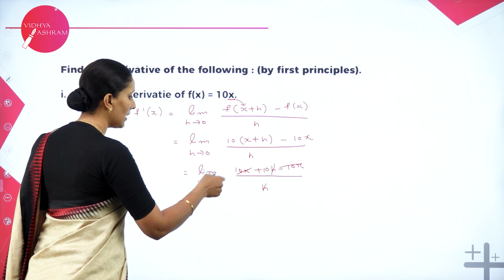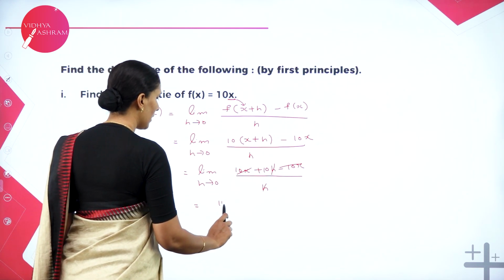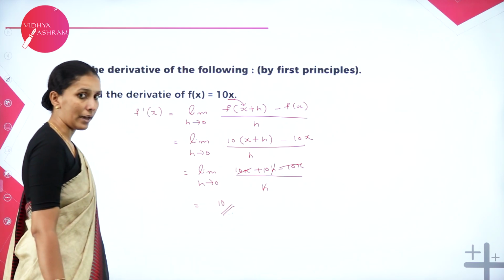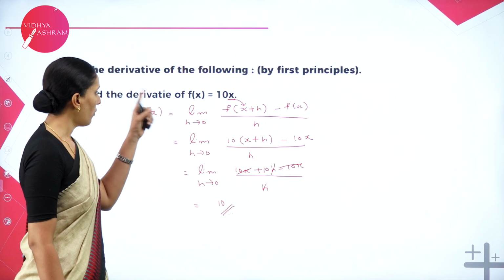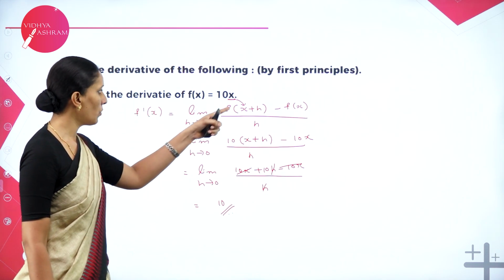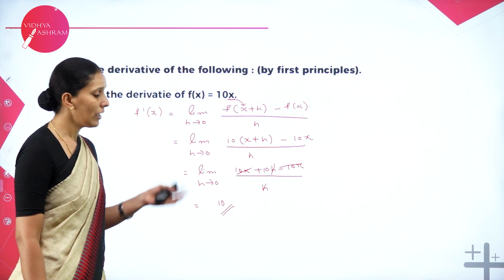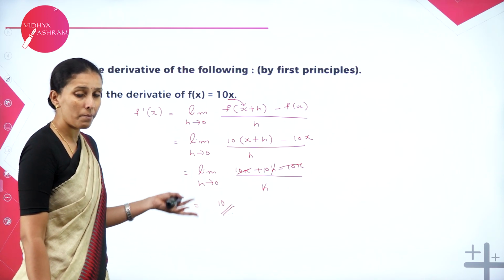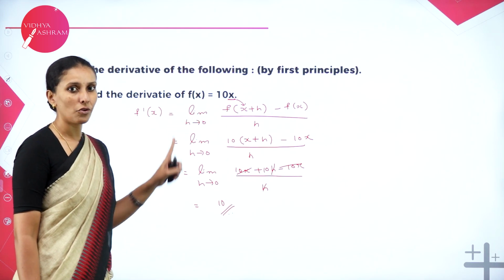Now we can't apply the limit to a constant value. So we can remove the limit and directly write the value, which is 10. Therefore, the derivative of 10x is 10. For any point, if you take the x value as 2, then also it is 10. If you take the x value as root 7, then also it is 10. So whatever the point x, the derivative of 10x will be 10.